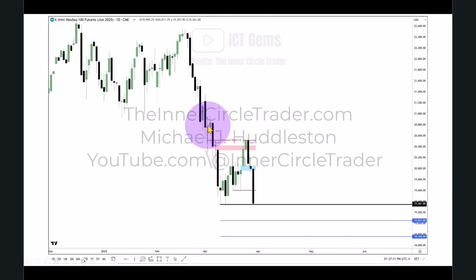So if you look at that range from the open down to the low of it, half of that's consequent encroachment. If you note that and draw that out in time, you'll see that that's pretty much as far as the market's going to trade to.